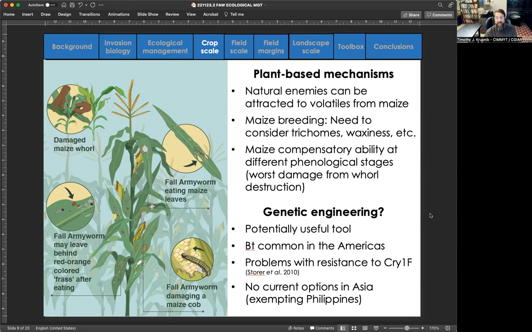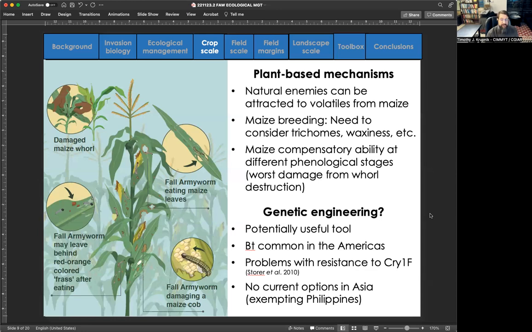Many people also point to genetic engineering and the use of GMOs as a tool and technique in pest management. And to be honest, in some cases, this might be a potentially useful tool. BT, or Bacillus thuringiensis modified maize, is a very common thing that is found in the Americas, where it is used partially to manage fall armyworm amongst other pests. Although we have seen in the literature problems with the development of resistance to Bacillus thuringiensis with GM crops.